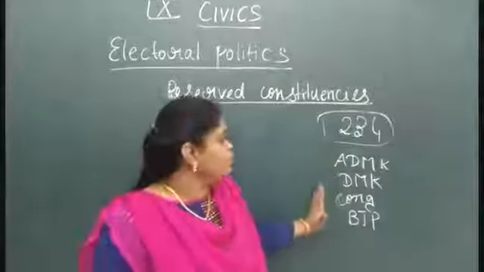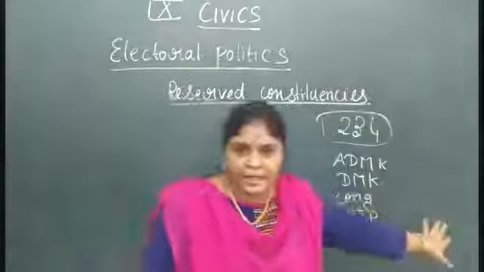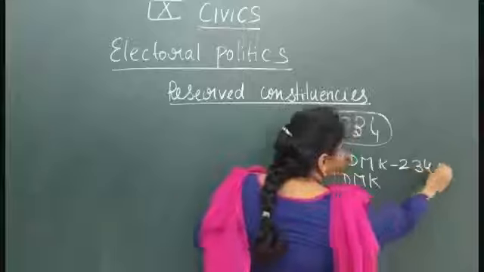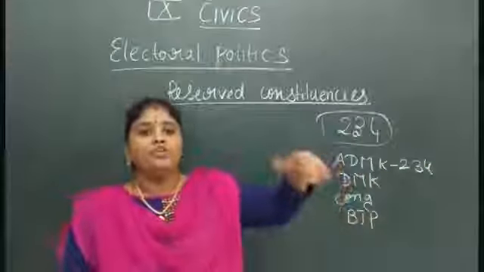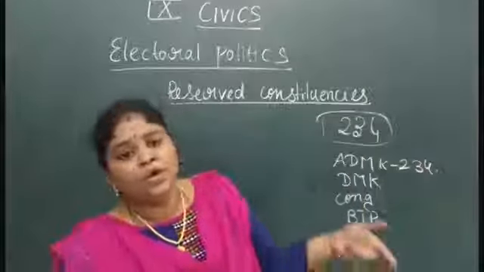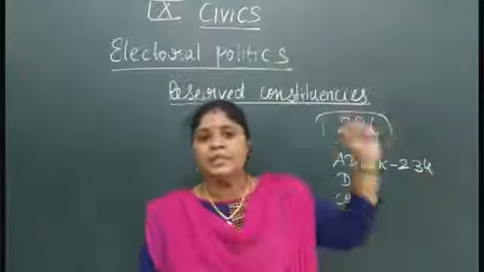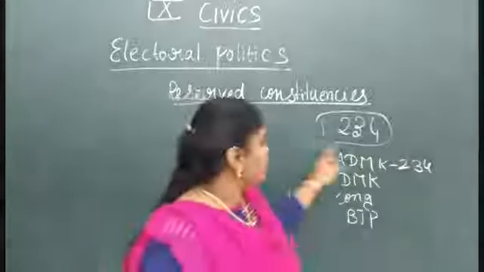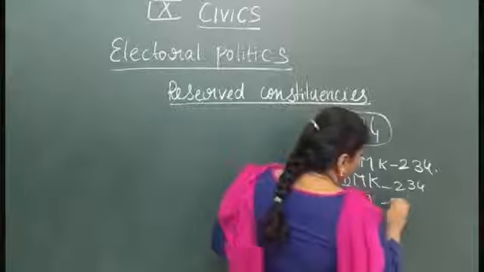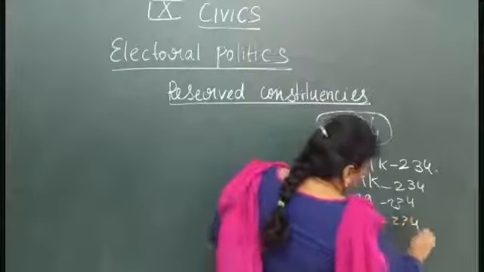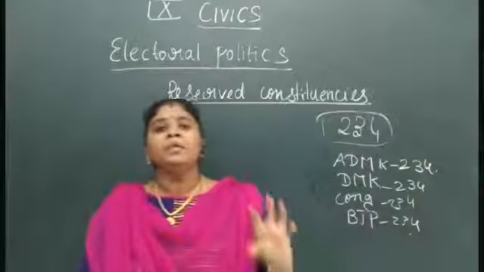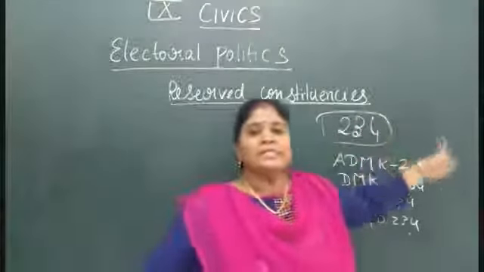So what they will do is, from each party about 234 members will be nominated. Nominated means sent as a person who will be contesting in the election. So from each party you can find around 234 people selected as a person and made to contest in the election.